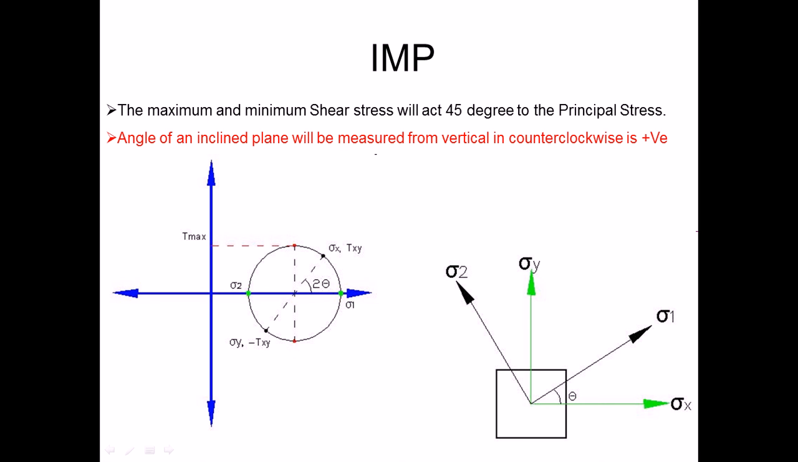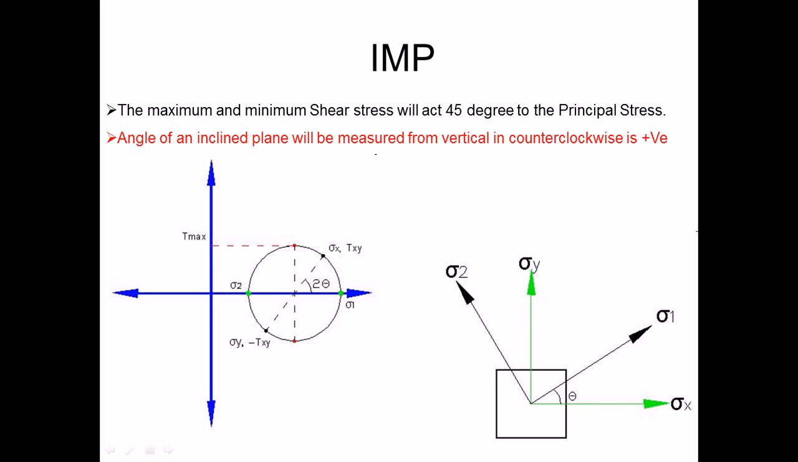The angle of an inclined plane we will measure from the vertical plane, and you have to remember that the counterclockwise direction is positive. So this is the Mohr circle. This is where shear stress is maximum. This is principal stress sigma 1, sigma 2, and this is one point, sigma x and tau xy, and this is sigma y and the counter elementary shear stress.